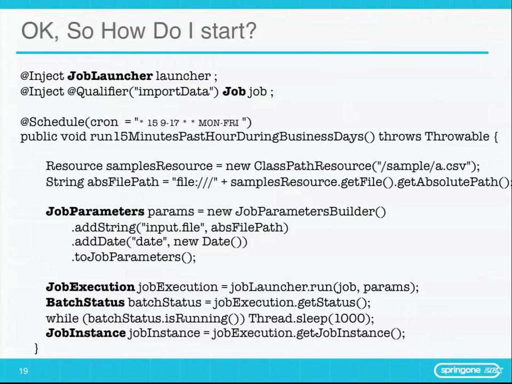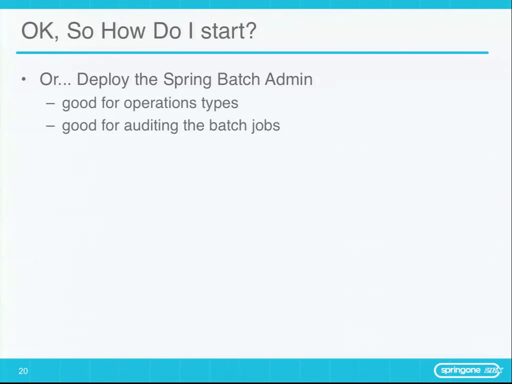So this method itself will get run every 15 minutes past the hour every business day, Monday through Friday. And then you can see I'm launching the job just like before. So I'm getting a reference to my job execution and my batch status. I can ask it questions, and then finally get the job instance. Or, and this is going back to what Gordon was talking about, I can use the Spring Batch Admin.